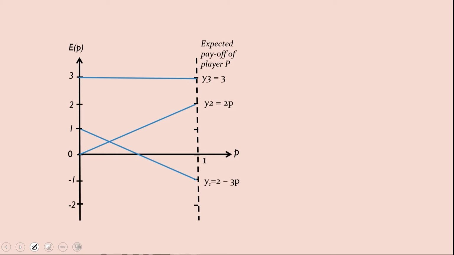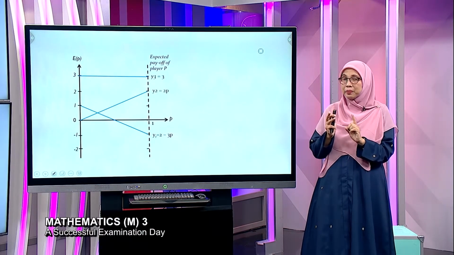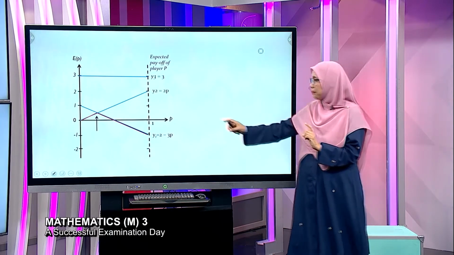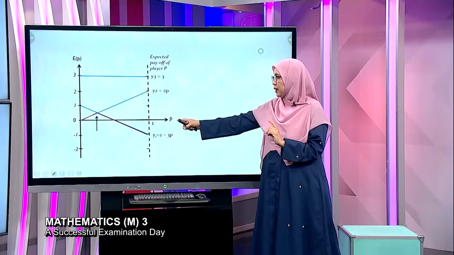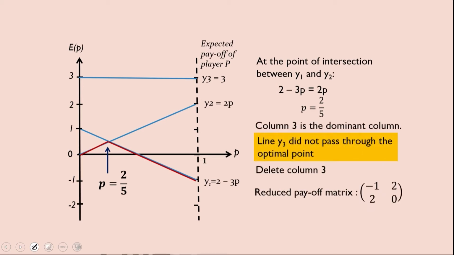Now, the row player will always try to maximize his minimum payoff. So P is the value that peaks at the bottom. How to get P? P is the point of intersection between the two lines Y1 and Y2. So P is 2 over 5. Now how do I know that column 3 is the dominant column? Because the line Y3 does not pass through the optimal point. So we delete column 3.